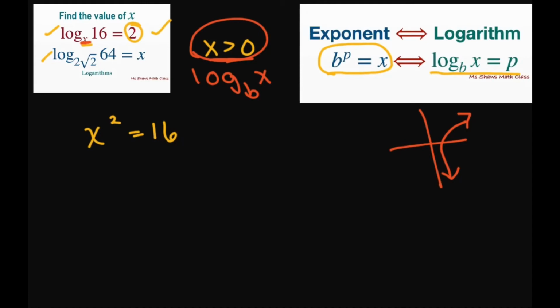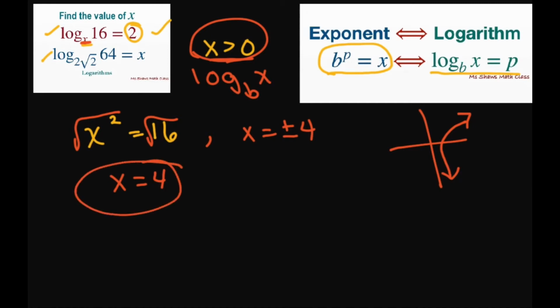So therefore, our x is going to be equal to 4. So you take the square root of both sides. You get x equals plus or minus 4. But you can't take the minus. So you have to just do x is 4. All right, the next one.